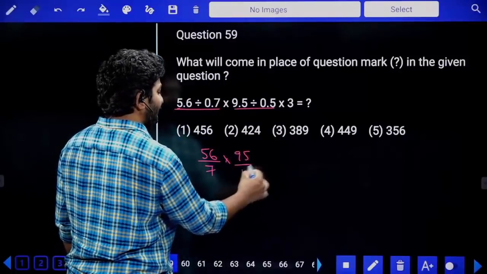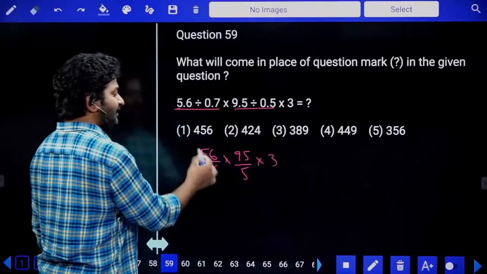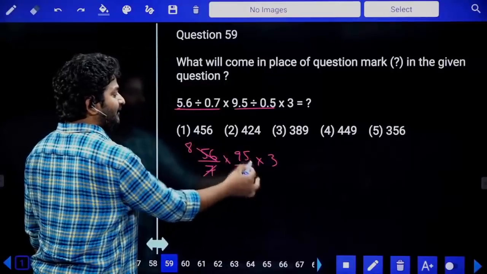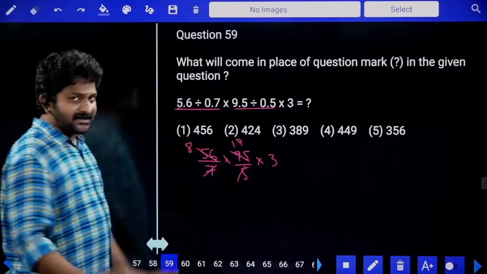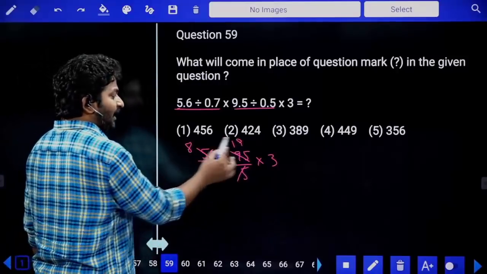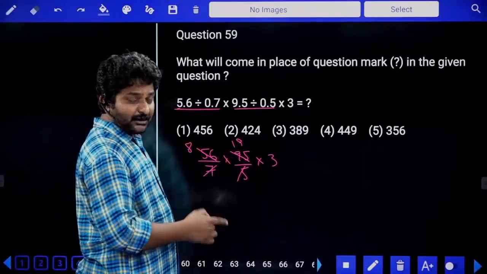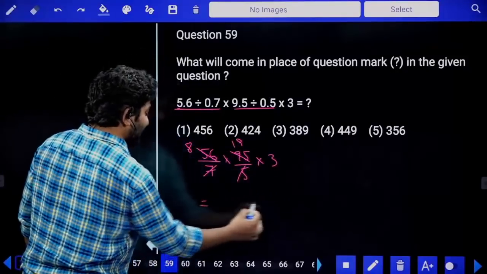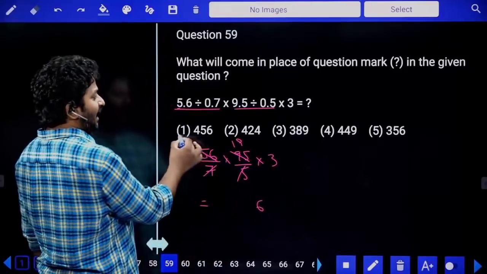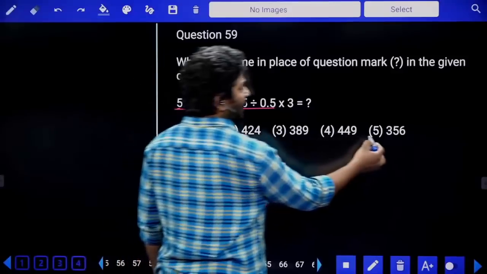95 divided by 5 into 3. 7, 8 times here, 5, 19 times here. Let's verify with last digit verification. 8 into 9, 72, ends with 2. 2 into 3, 6. Answer must end with 6. The answer is either the first option or the fifth option.